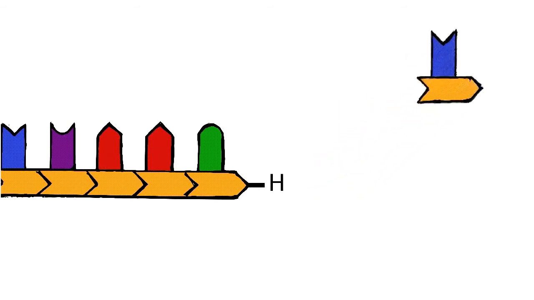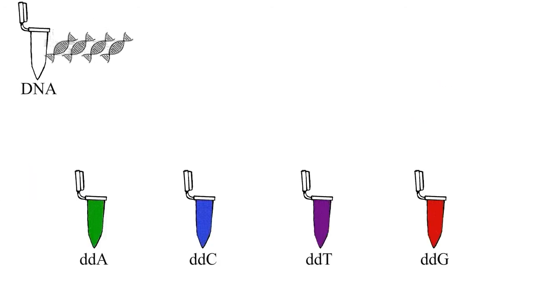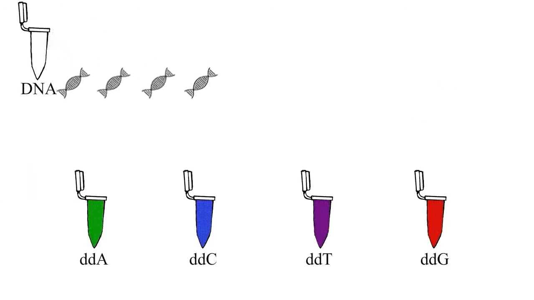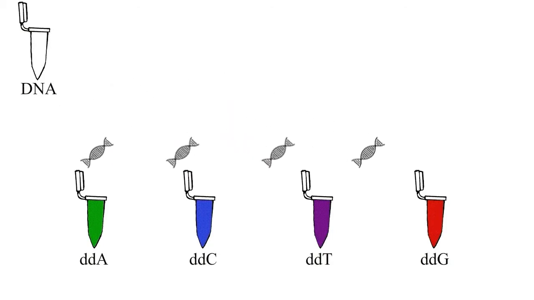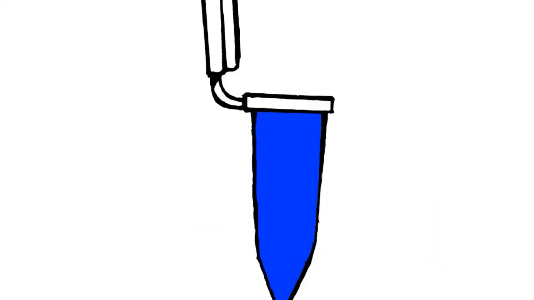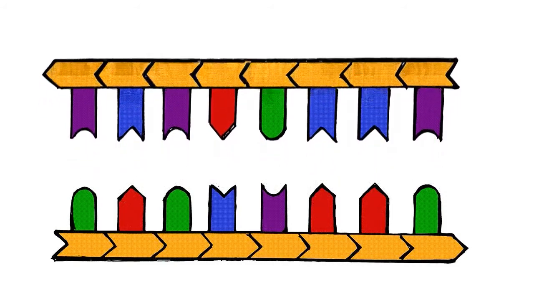At the beginning of the technique, a DNA sample is distributed evenly into 4 tubes, each containing the same amount of DNA polymerases, primers, DNTPs, and the same amount of a different DDNTP in each tube. These tubes will then be heated so that the double strands of DNA separate into single strands.